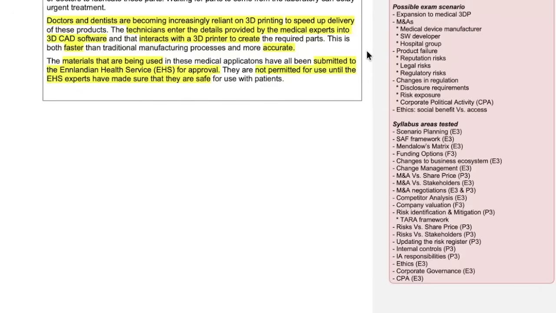There could be a scenario where we end up 3D printing something made out of material which is not EHS vetted or approved. If so, we are exposed to regulatory risks. And there could be situations where the regulations change as well. If so, we have to change our disclosure requirements. And with regulations changing, we are exposed to regulatory risks. And also, when regulations change, we are supposed to be engaged with corporate political activity.